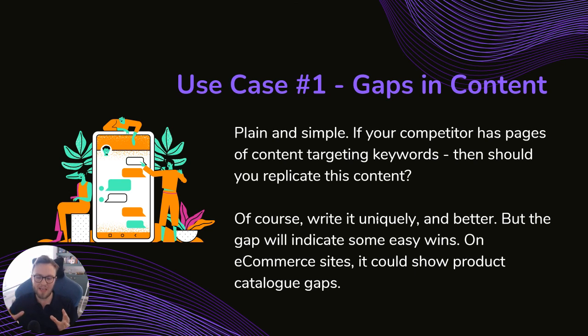The first use case is plain and simple. So gaps in the content. If your competitor has pages of content targeting specific keywords, then should you be replicating this content to gain traction for the same thing? I mean, of course, we're going to want to write that uniquely and we're going to write it better, but the gap's going to indicate some really easy wins. On e-commerce sites, it could show product catalog gaps. On lead gen service-based sites, it could show service gaps as well. So yeah, there's lots of powerful use cases.